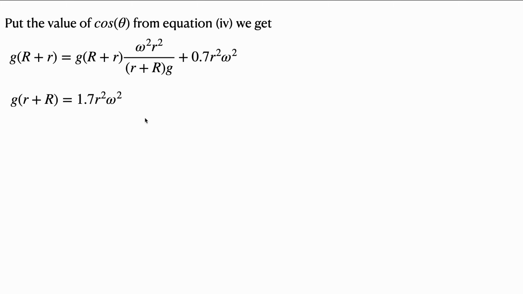On simplification, we get g(R plus r) equals 1.7 r square omega square, and in the next step we get omega equals square root of 10 g (R plus r) divided by 17 r square. So this is the angular velocity of the ball with which it breaks off the sphere.